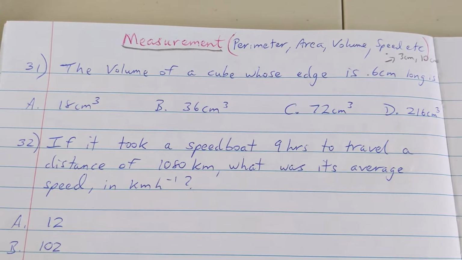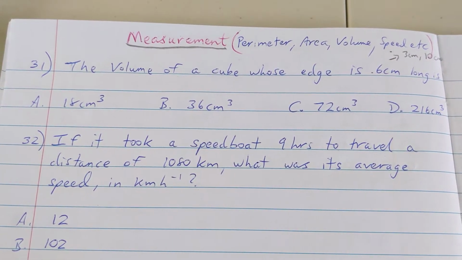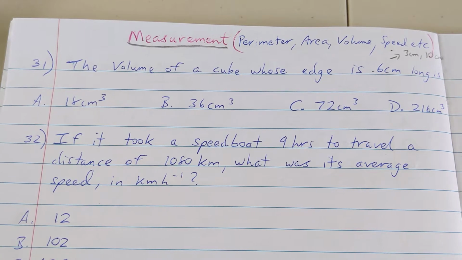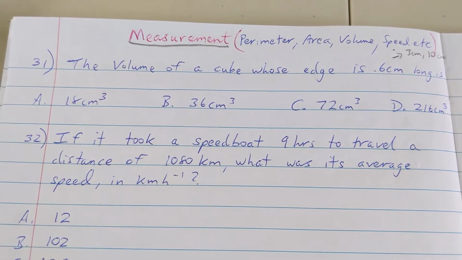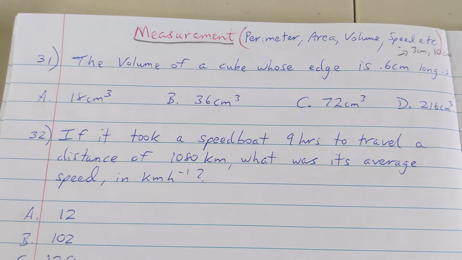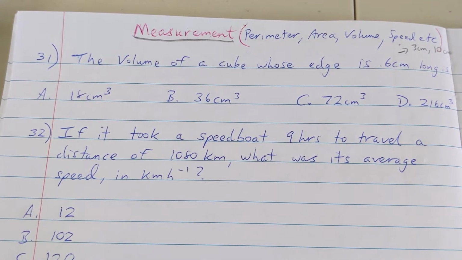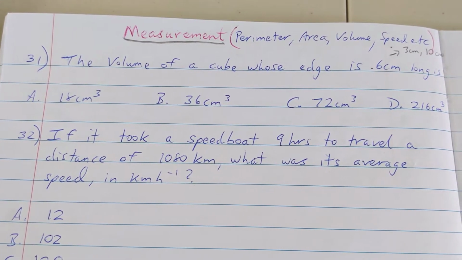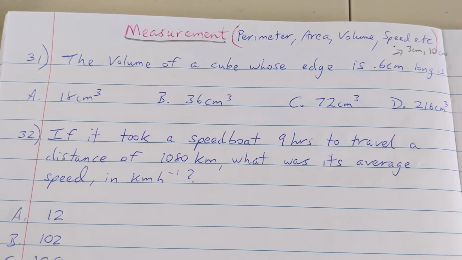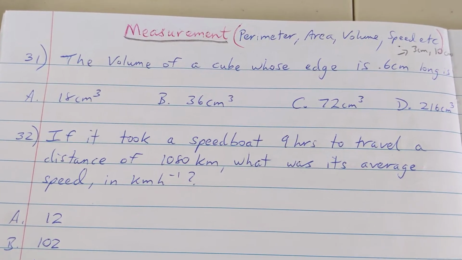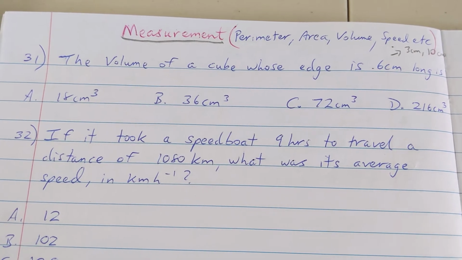Good day. So next up on the January 2020 paper is the measurement questions, number 31 to 38. Measurement really covers perimeter, area, volume, speed, conversion of units. So that could include weight, kilograms, grams, tons, and capacity measurements as well. So milliliters to liters and stuff. And we're going to look at all of those as well.